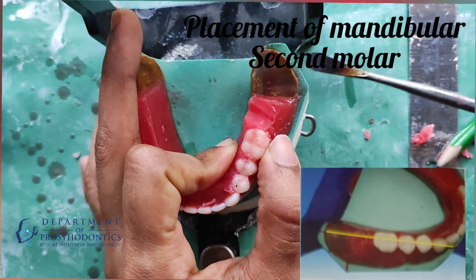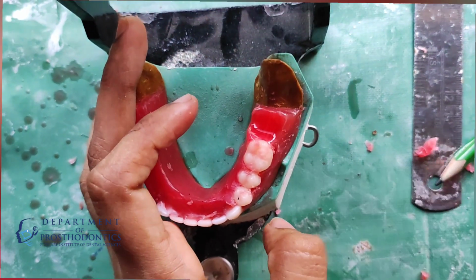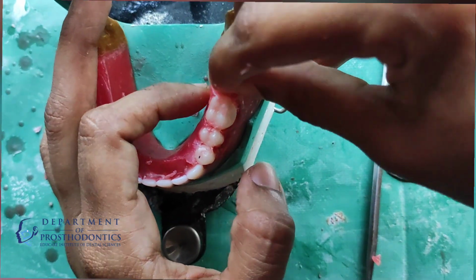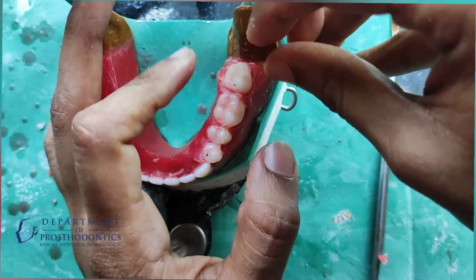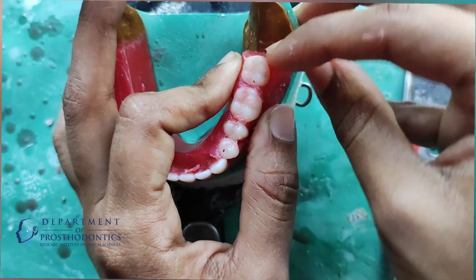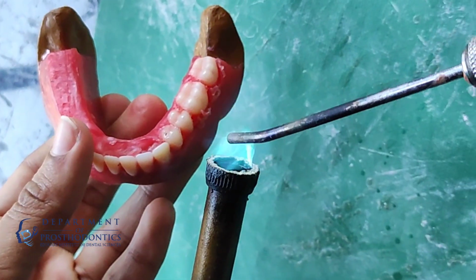The second molar is placed on the occlusal rim below the maxillary second molar. The mesiobuccal cusp of the maxillary molar should rest on the mesiobuccal groove of the mandibular second molar. This tooth is positioned slightly lingually inclined when viewed from the front. The buccal surface area is barely visible.